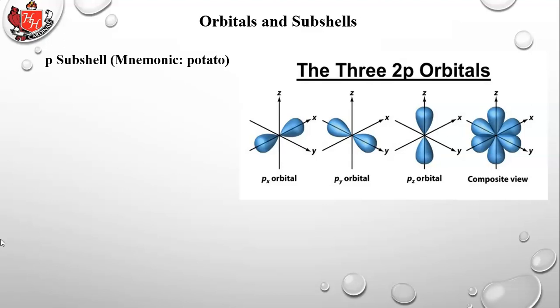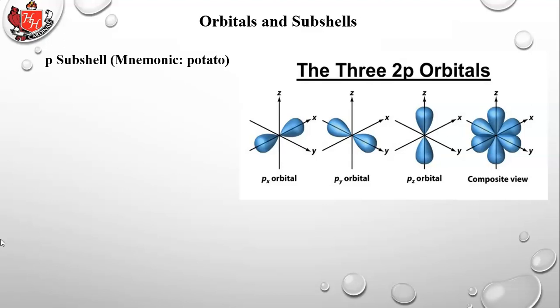Okay, now those two potato-shaped objects are called lobes. And you'll notice that the px orbital has 2 of them. That is not 2 different orbitals. That is a single orbital called the px orbital. It just happens to exist on opposite sides of the nucleus. Again, you're thinking that the nucleus is right there in the center of those 3 axes.